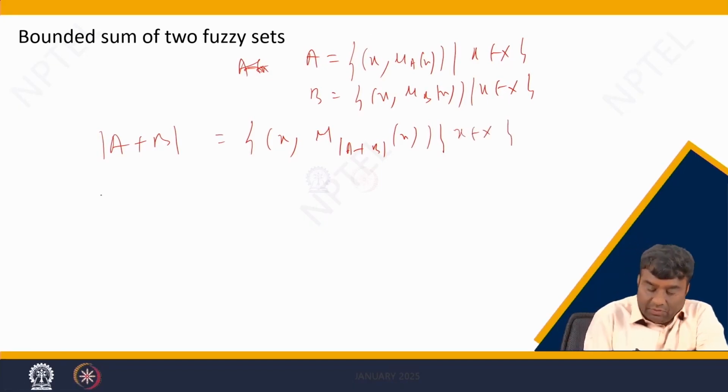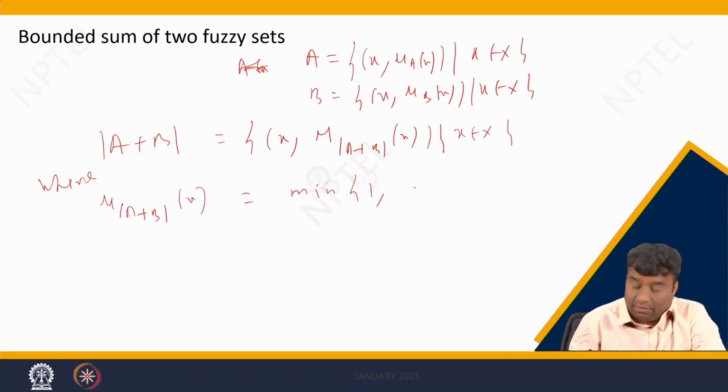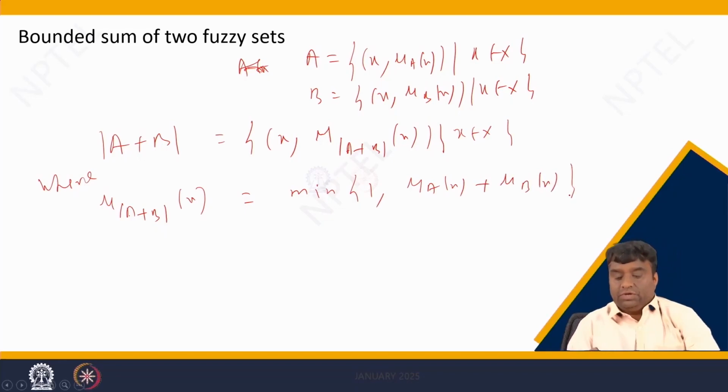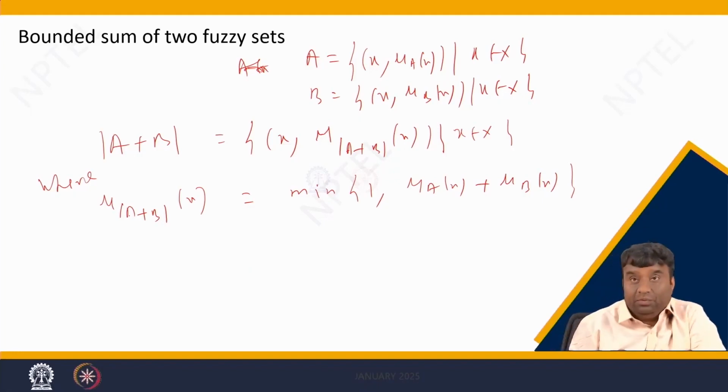Where mu A bounded sum B(x) is defined as the minimum of 1 or mu A(x) plus mu B(x). So first we add the membership values of each element of A and B, and then we take the minimum with 1. The minimum of 1 and mu A(x) plus mu B(x).